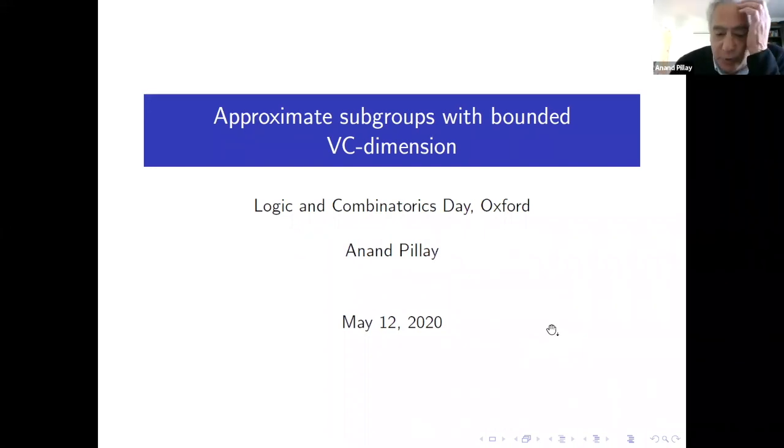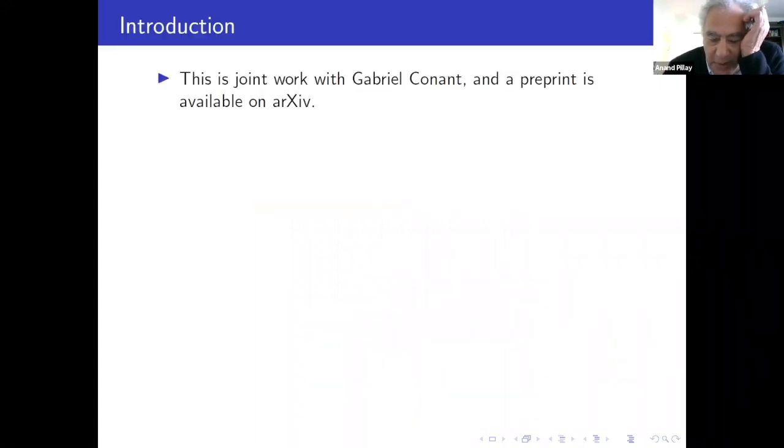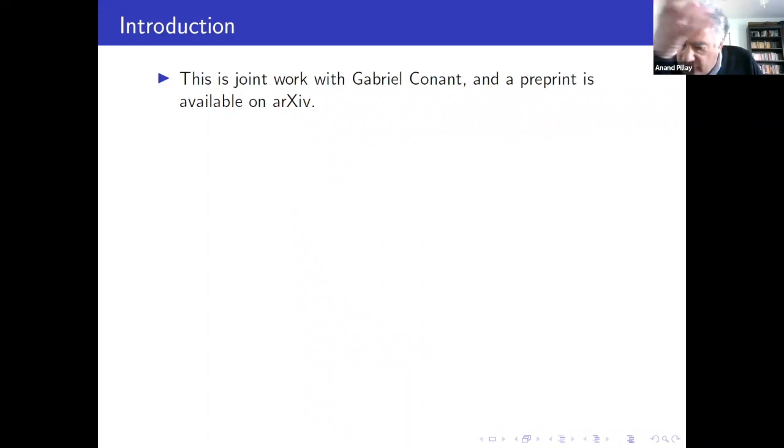So I'm talking about approximate subgroups and VC dimension. I've got about 15 slides, but it's maybe a bit dense. So I will just discuss what it's about, and then, if I've got time, some ideas at the end about proofs, and then maybe comments. I guess I've got an hour, Alex, right? This is joint work with Gabriel Conant, and a preprint was put up about a month ago, sometime in the middle of April.